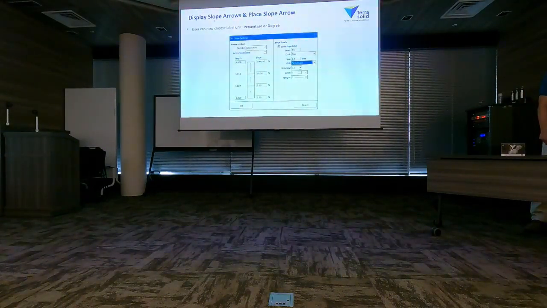Display slope arrows and place slope arrow. You can now choose whether the label unit is percentage or degrees.